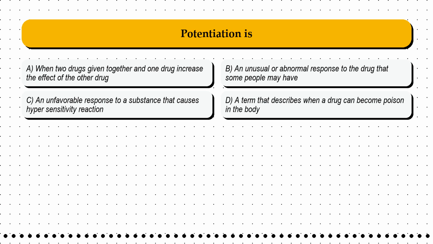Question 231. Potentiation is: Option A, when two drugs are given together and one drug increases the effect of the other drug. Option B, an unusual or abnormal response to the drug that some people may have. Option C, an unfavorable response to a substance that causes a hypersensitivity reaction. Option D, a term that describes when a drug can become poison in the body.